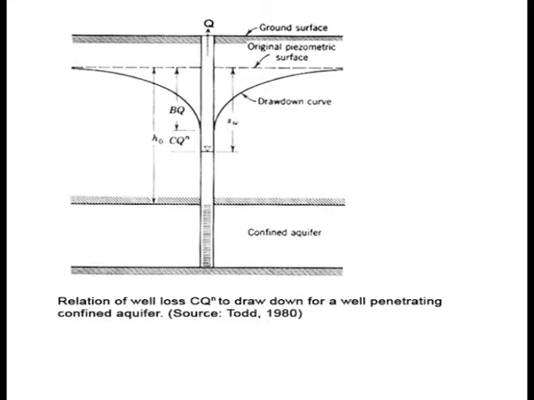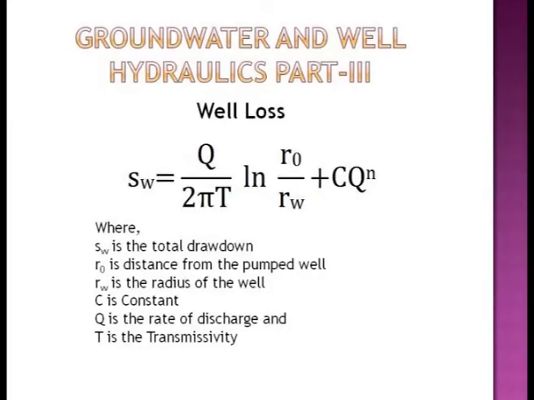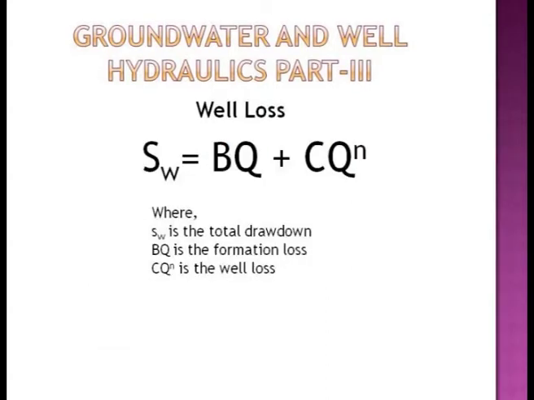So, what is well loss? In well loss, if total drawdown is Sw, it can be given by the formula Q upon 2 pi T ln R0 upon Rw plus CQ^n. C is the constant, and this constant depends upon the radius of the well, construction of the well, and condition of the well. So, Sw is the total drawdown, and BQ is the formation loss, CQ^n is the well loss. It means total drawdown includes formation loss and the well loss.